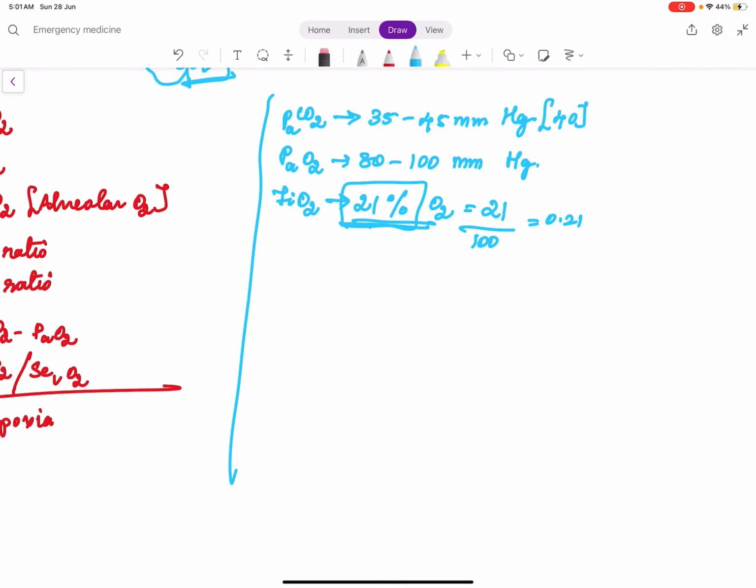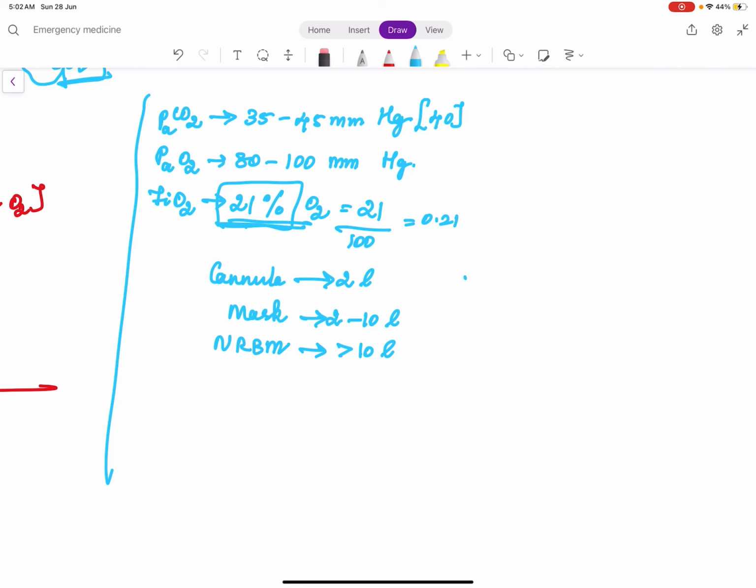You would have known about the oxygen delivery devices. We have nasal cannula, we have mask, and non-rebreathing mask. With the nasal cannula, we usually give 2 to 3 liters. When the oxygen requirement exceeds 2 liters, up to 10 liters, we use the mask. And when the requirement is more than 10 liters per minute, we use NRBM. So how does this affect your FiO2? Roughly we say 1 liter will increase FiO2 by 4%.